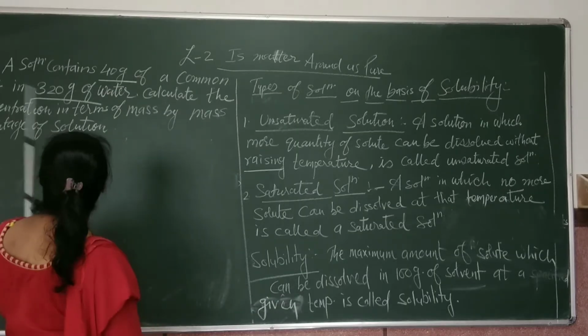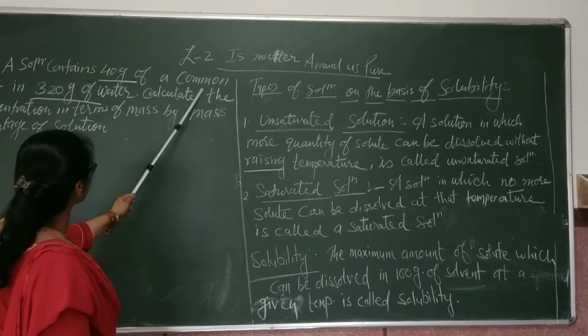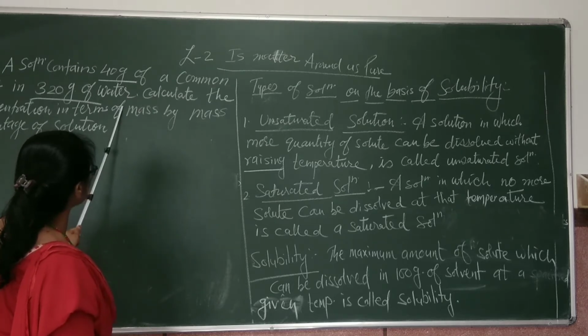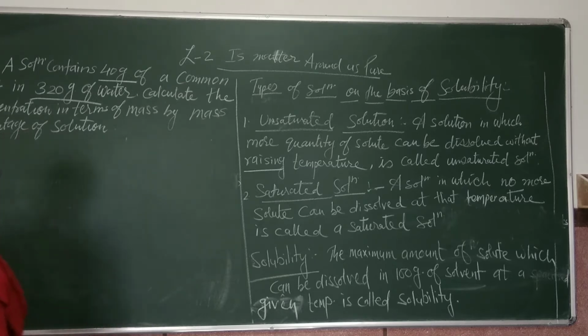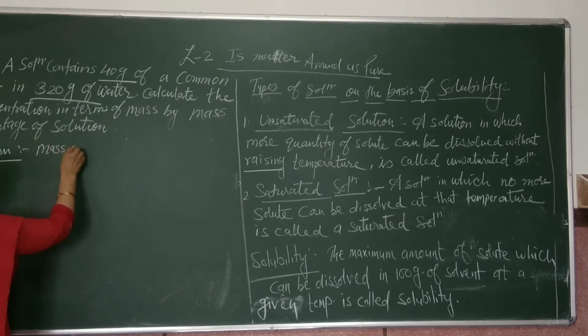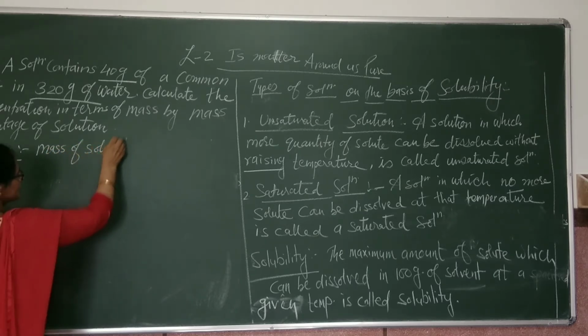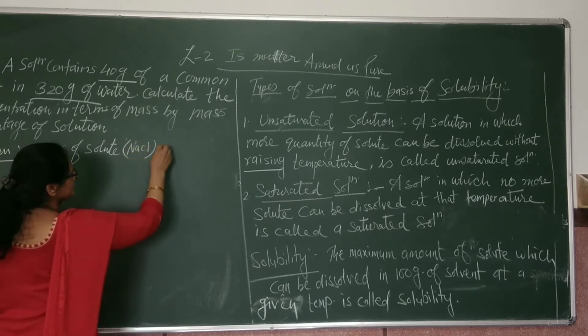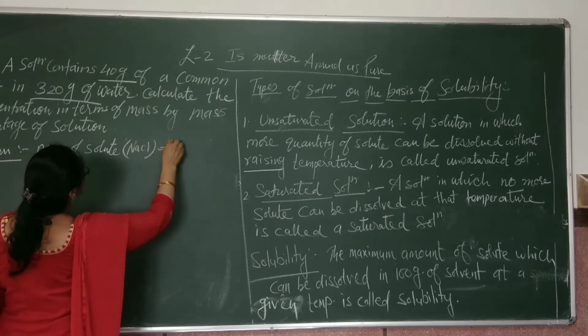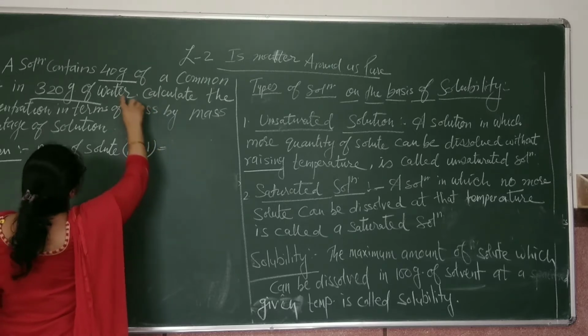For example, a solution contains 40 gram of a common salt in 320 gram of water. Calculate the concentration in terms of mass by mass percentage of a solution. Now we calculate. First we will write the given. As given, मास ऑफ सॉल्यूट, और अपने पास में सॉल्यूट क्या है, नमक, इज इक्वल टू व्हाट इज 40 ग्राम.